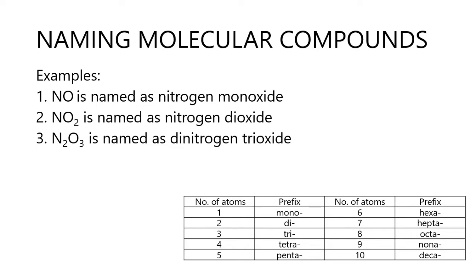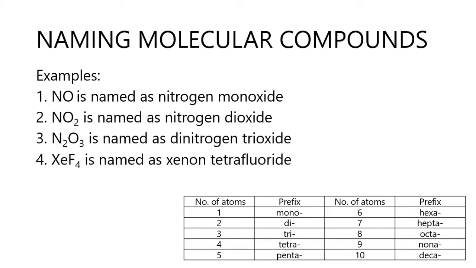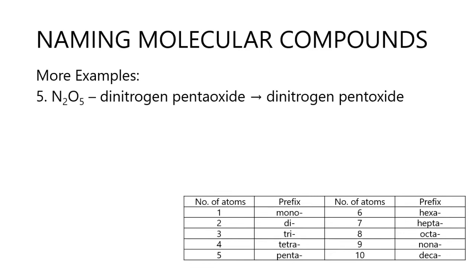N2O3 is named as dinitrogen trioxide. And then for XeF4, it is named as xenon tetrafluoride. More examples. N2O5, dinitrogen pentaoxide. Pero since ang oxide ay nagpe-precede sa vowel letter na A, siya ay magiging dinitrogen pentoxide. For CO6, it is carbon hexoxide.